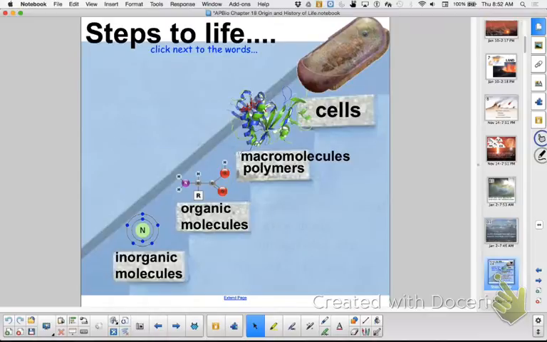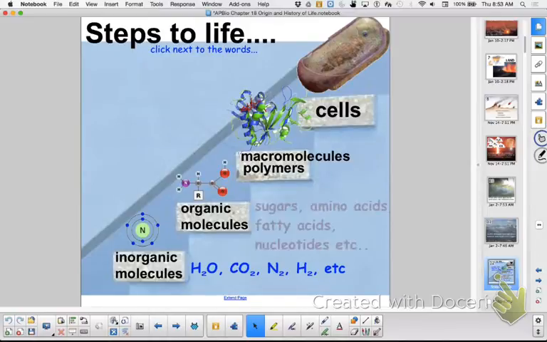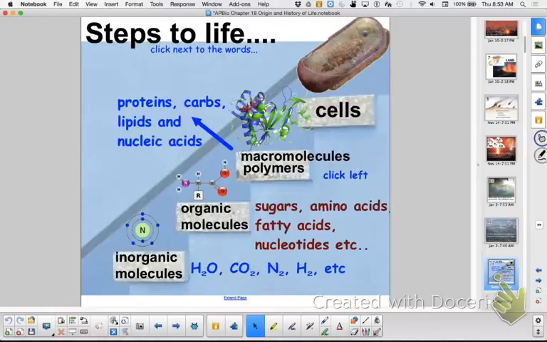Cells. So in this section, we're going to take these inorganic molecules like water and carbon dioxide and nitrogen and hydrogen, etc., and we want to hook these together to build what? Organic molecules like sugars and amino acids and fatty acids and nucleotides. And then we'll hook these together, these monomers, into what? Polymers. Okay, like proteins and carbs and lipids and nucleic acids. And then we will use these to build our first cell, which was probably prokaryotic.